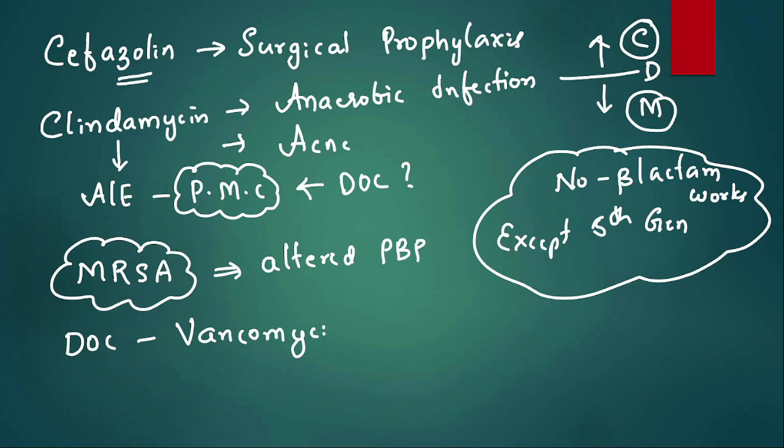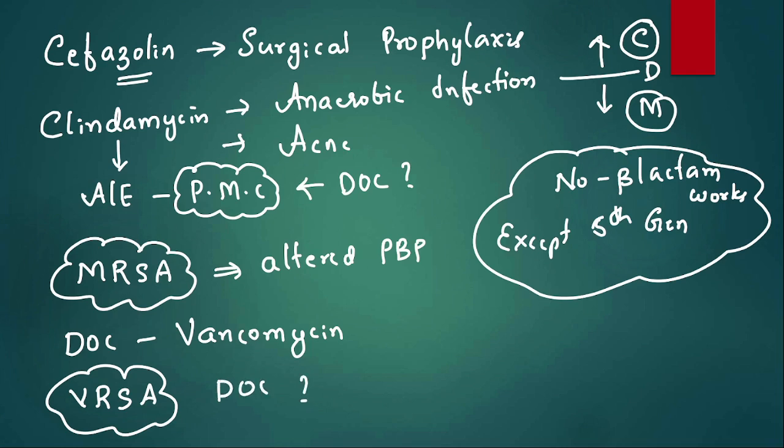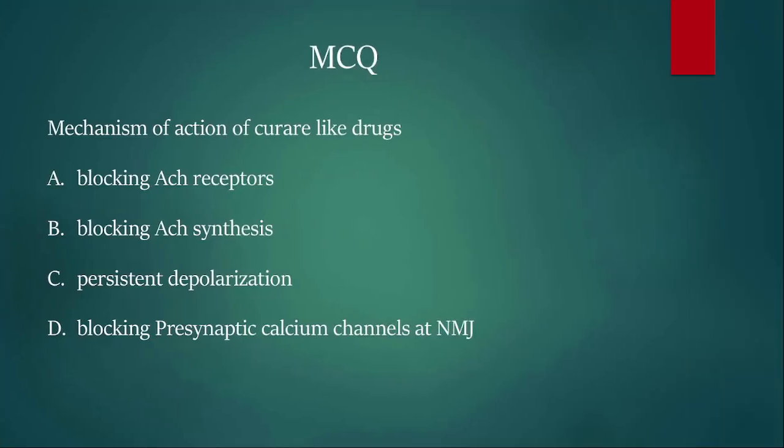Now, can you tell me what is the drug of choice for vancomycin resistant Staph aureus? So you have to tell me two things in the comment section: drug of choice for pseudomembranous colitis and drug of choice for VRSA. Let me move on to the next question.